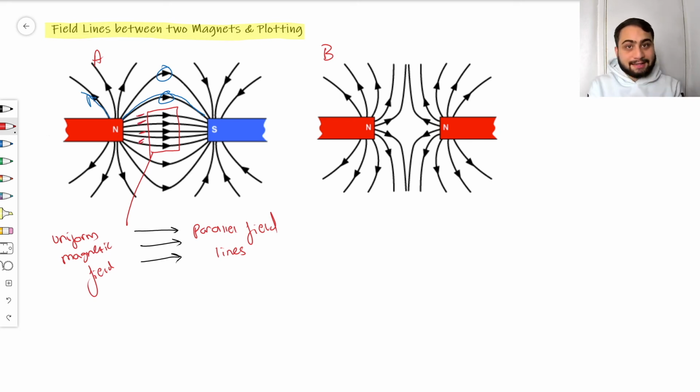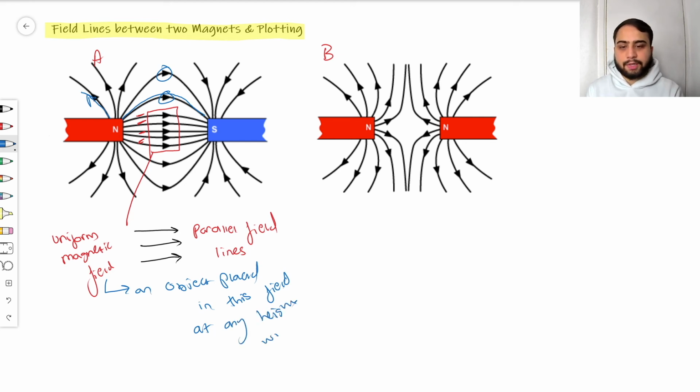An object placed in that portion of the magnetic field, no matter how high or low it is, in that little field there, it will feel the same exact force. Okay, so that's really what a uniform magnetic field tells us. Okay, and let's do it in a different color. An object placed in this field at any height will experience the exact same force. Okay, so that's set A done, right? And that's quite intuitive to understand.